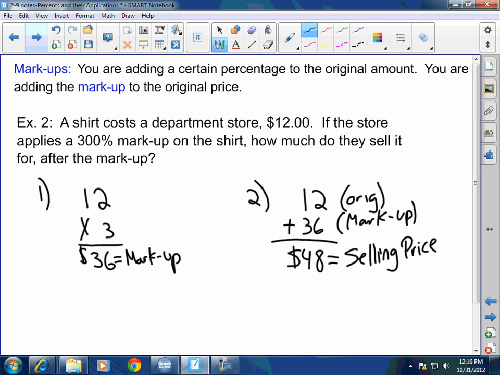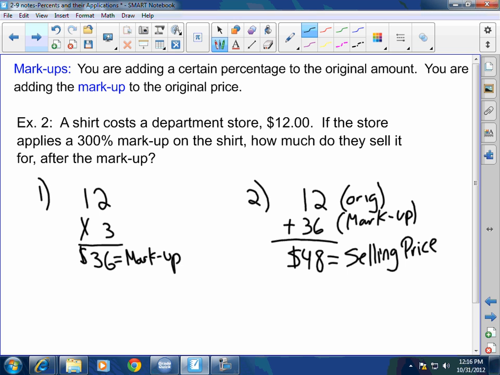Why are we adding 12 to it? Because 12 was the original amount. Didn't I mark it up 300%? I marked it up $36. So it's 12 plus the $36 markup. You have to pay $48 to buy that shirt.